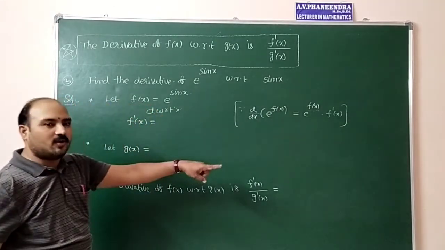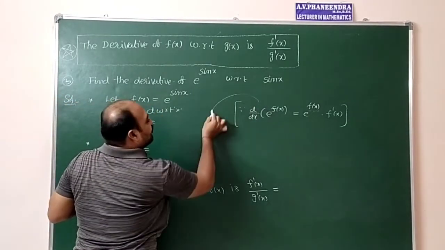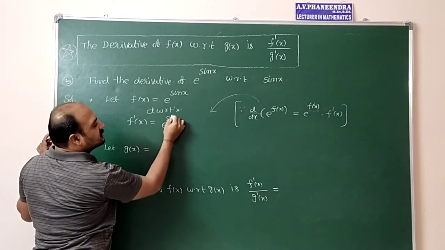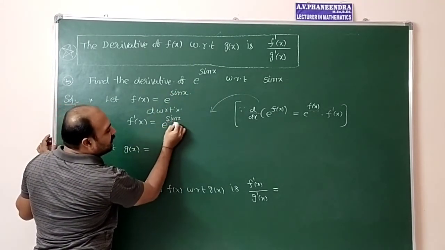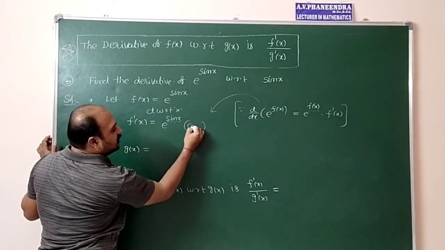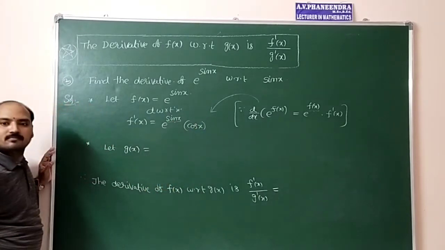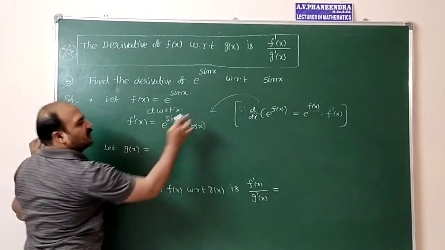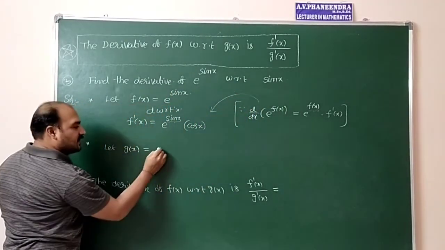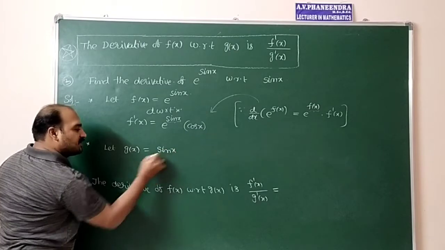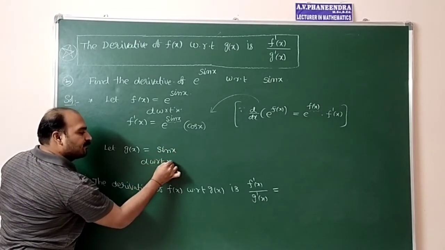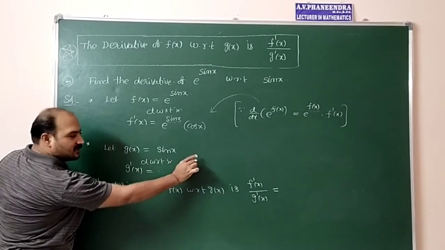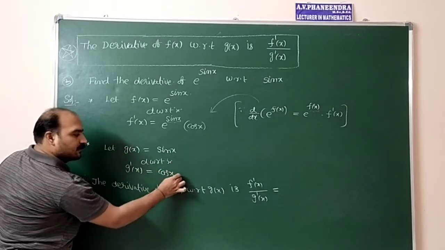So in a similar way we have to apply for this. d by dx of e power sin x is e power sin x. Again sin x you have to differentiate, d by dx of sin x is cos x. Next, the second function you have to consider. Second function means g of x. g of x is equal to what value is given? Sin x. Differentiate with respect to x. g of x derivative is g dash of x, d by dx of sin x is cos x.